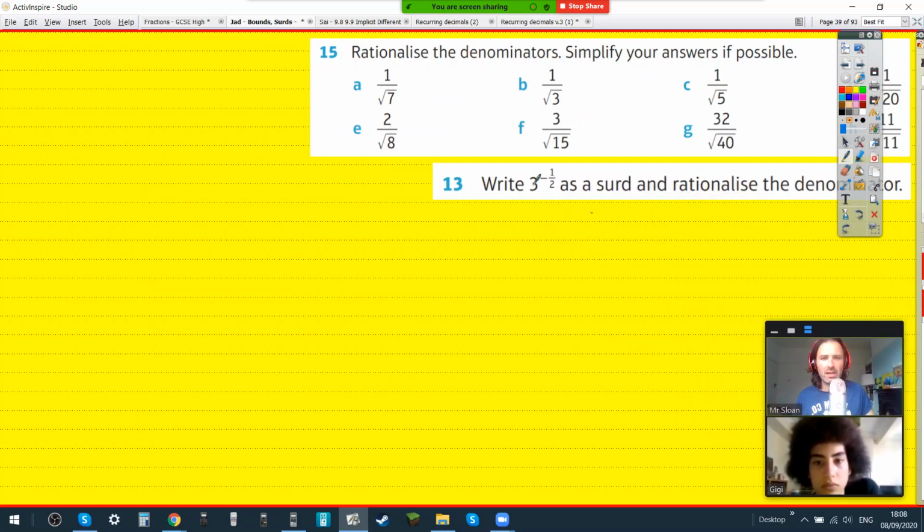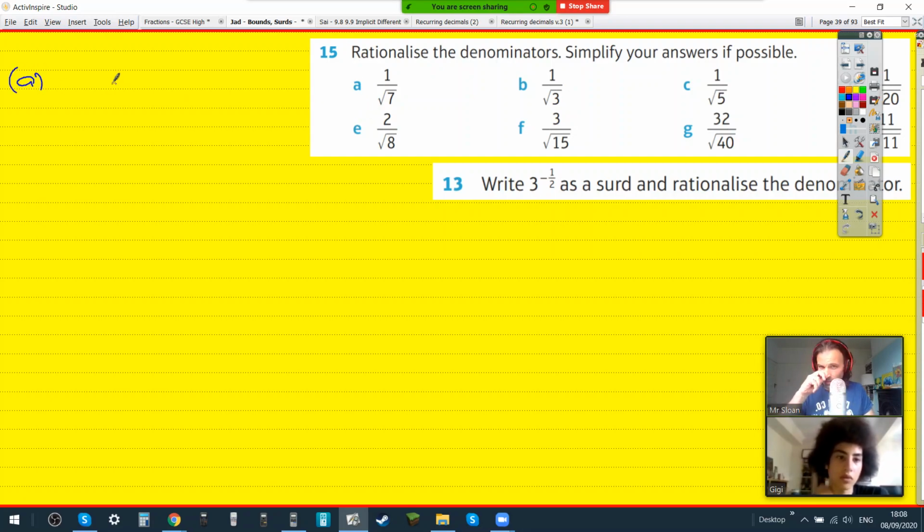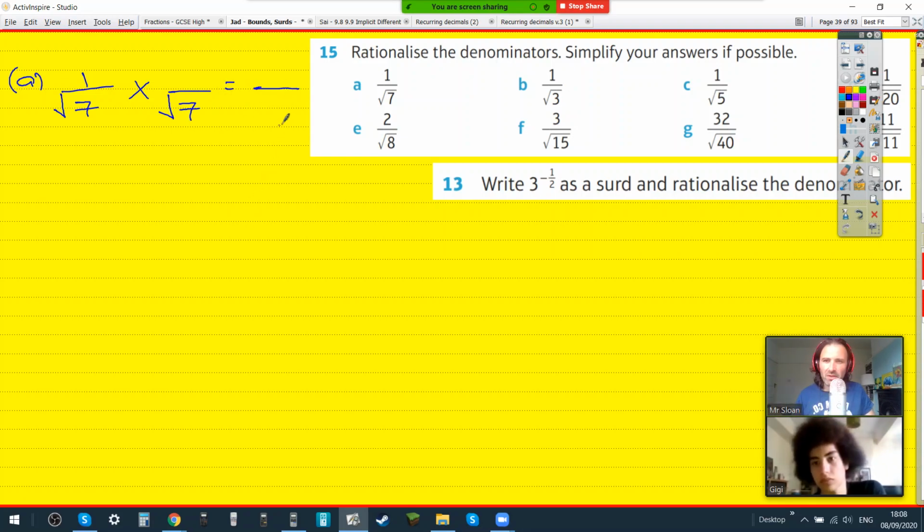Rationalize the denominator. That means make the denominator not a square root. Any idea how you would do that? So one way would be to times the denominator by itself, so it just becomes a normal number. So what would be on the bottom? 7. And we don't want to change its value, we just want to change its format. And so to do that, you would times the top by root 7 as well. So you're just timesing it by 1, essentially.